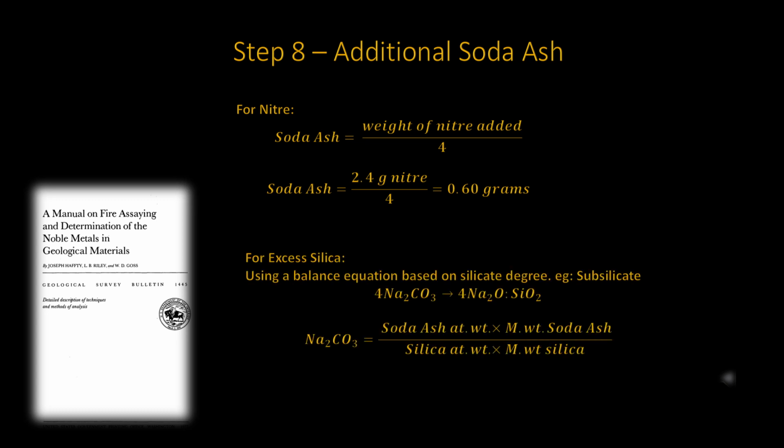Same with the excess silica, that is, if there was some, additional soda ash would have to be added to fuse the excess silicon dioxide. For the excess silica, the use of a balanced equation would need to be used as shown.